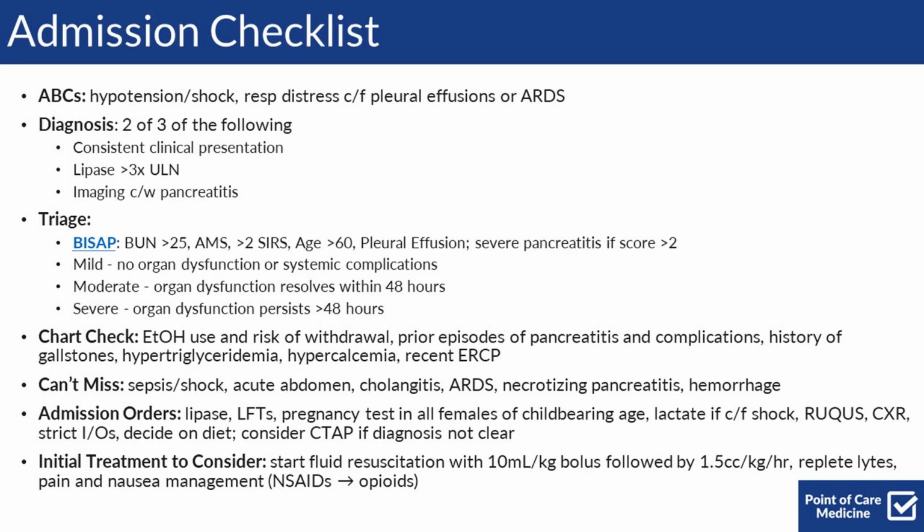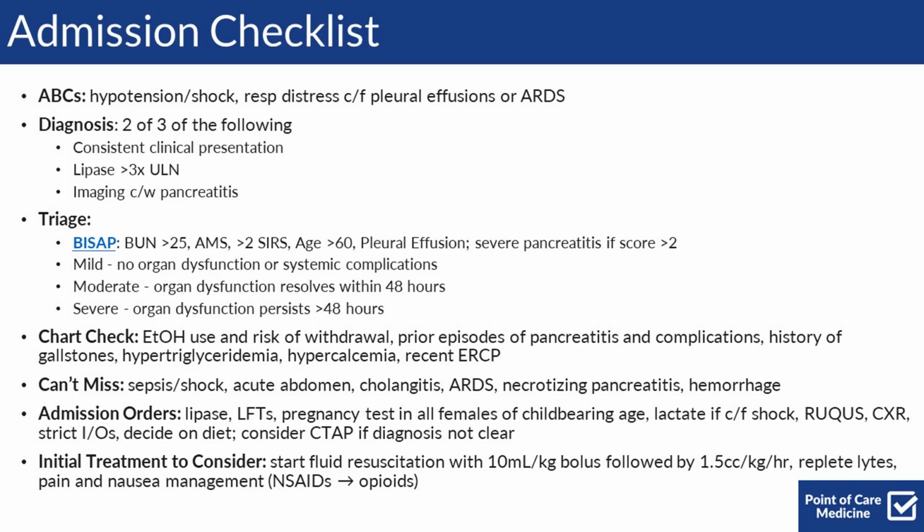A better way to triage is to think about organ dysfunction and systemic complications. It's considered mild pancreatitis if there's no organ dysfunction or systemic complications, moderate pancreatitis if there's evidence of organ dysfunction that resolves within 48 hours, or severe pancreatitis if the organ dysfunction persists for more than 48 hours.